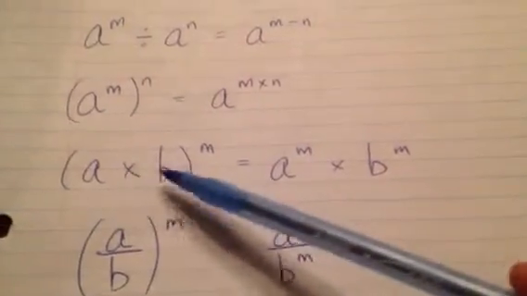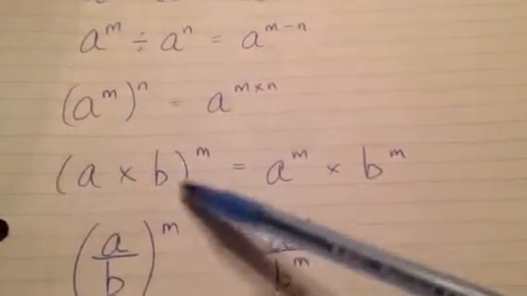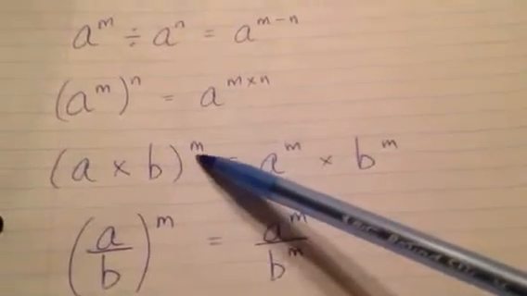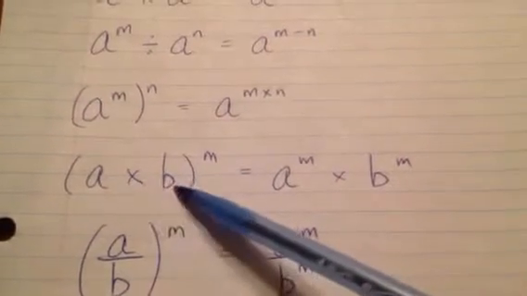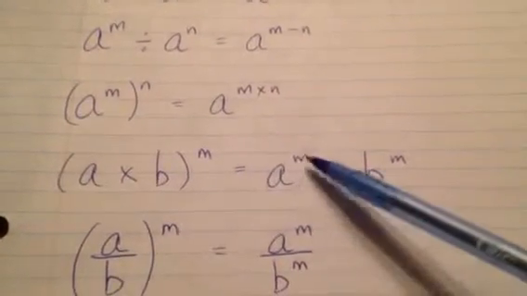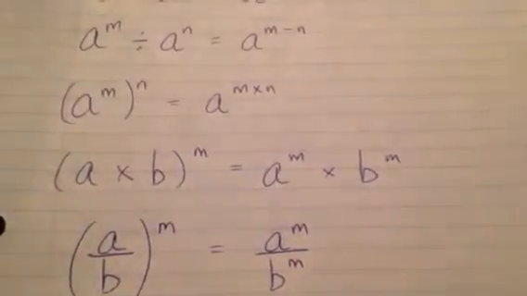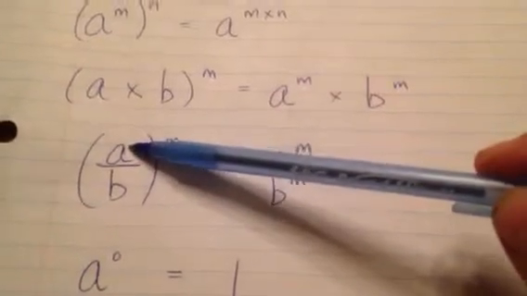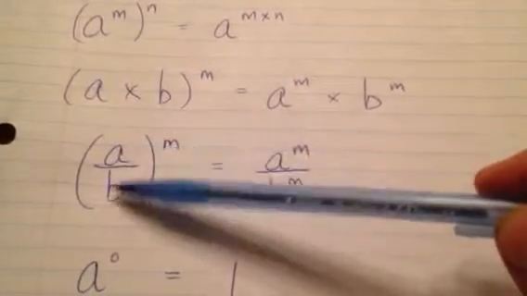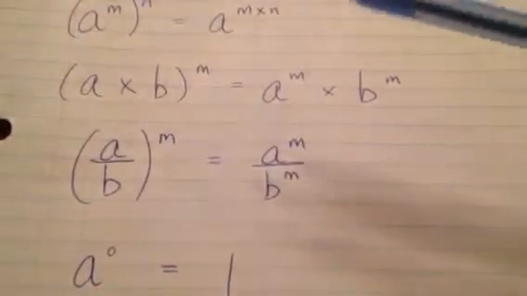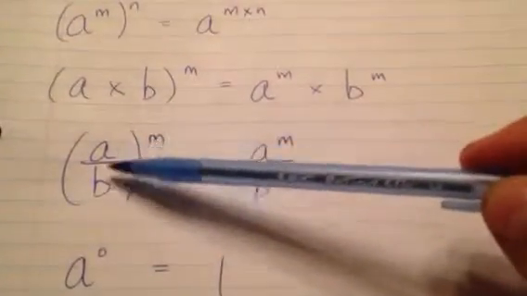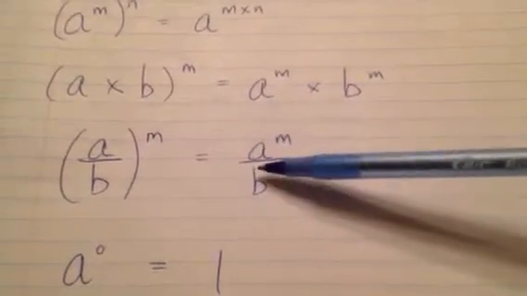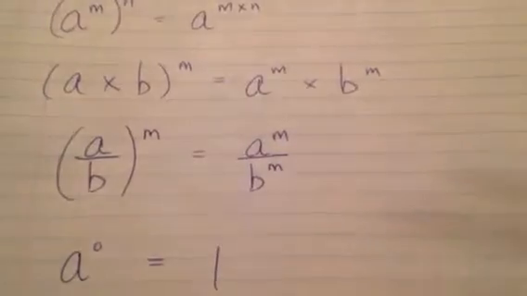If you have 2 numbers being multiplied and that product is raised to an exponent m, what happens is essentially the m attaches to both of these bases. So you get a to the m times b to the m. If you have a quotient, or in other words, a divided by b, or a fraction a over b, raised to an exponent m, the exponent will attach to each of these, the numerator and the denominator, top and bottom number. So you get a to the m over b to the m, or a to the m divided by b to the m.